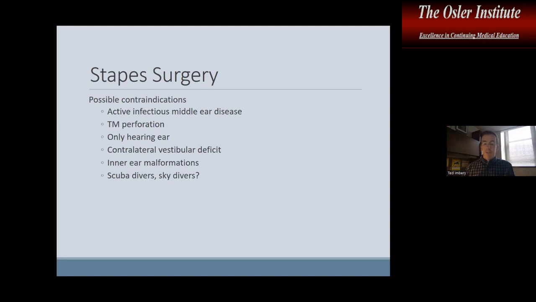If there's any associated inner ear malformation as well, in particular an X-linked gusher. And this is also somewhat controversial, but for patients who do some sort of recreation, like skydiving or scuba diving, or are pilots, there's been some thought to be a little more cautious about operating on these patients. But honestly, most people would still say they can safely do stapes surgery on someone who's going to continue being a pilot or scuba diver.